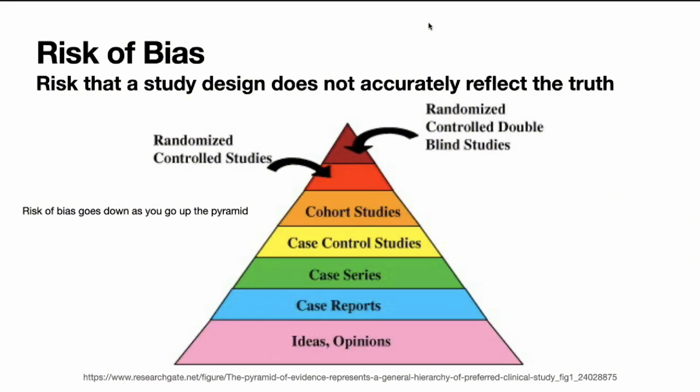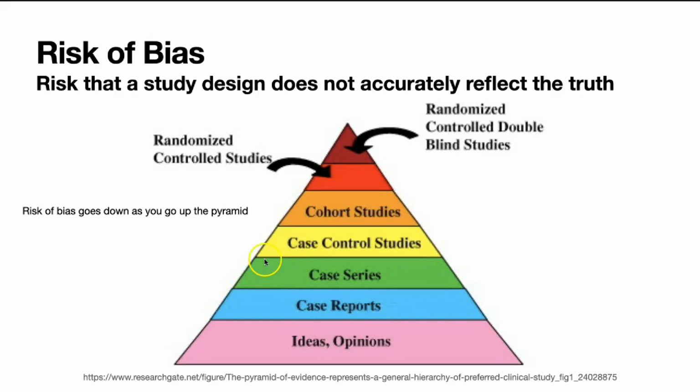Also, we had this bias pyramid that we went over in evidence-based practice. And we can see our different study designs and how the risk of bias actually goes down as you go up the pyramid. So we can say that someone's ideas or opinions are very, very influenced by bias, right? So there's a huge risk of bias. When we get to case reports, those are reports of one patient, there's a little bit less bias. When we get to case series, reports of maybe 10 or fewer patients, there's a little bit less bias. And then we start getting into the meat of things.